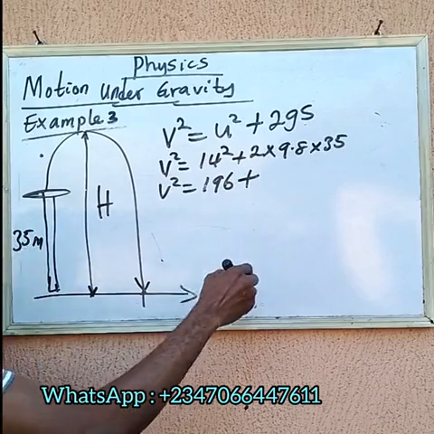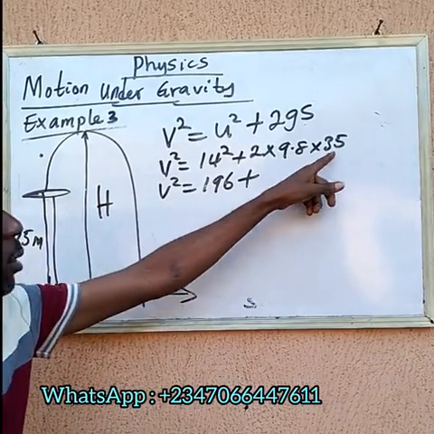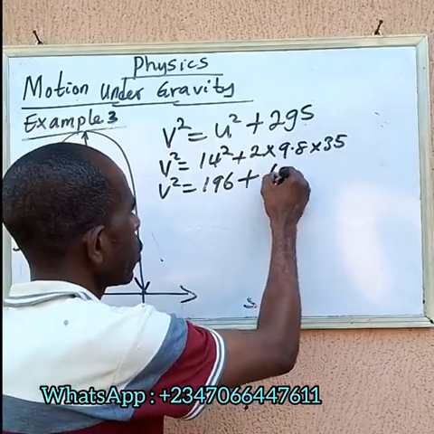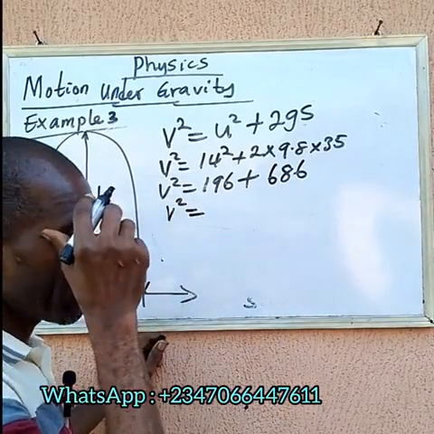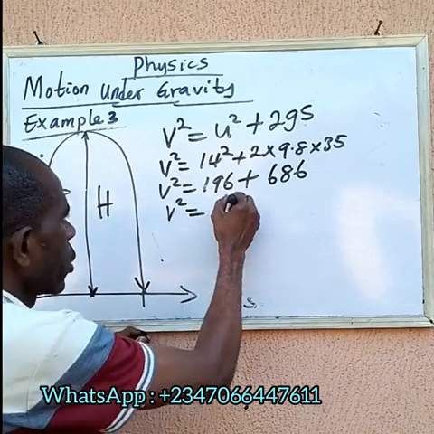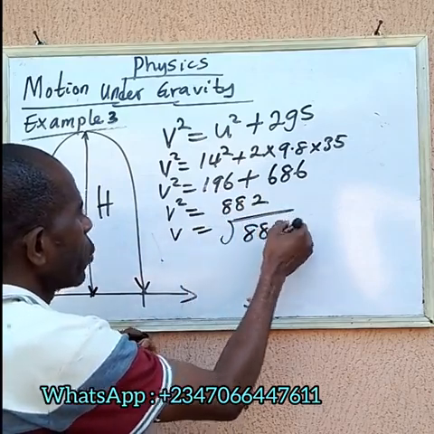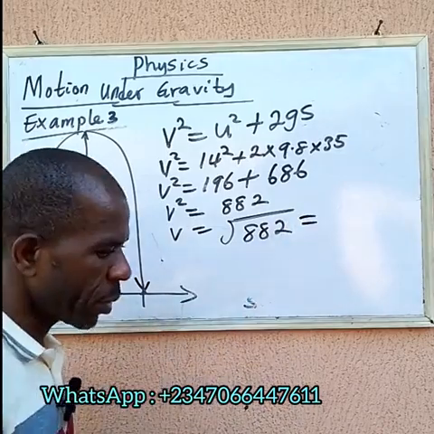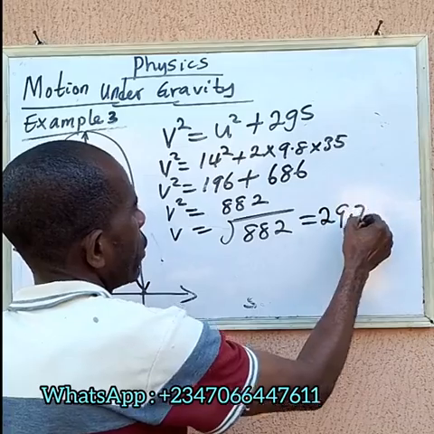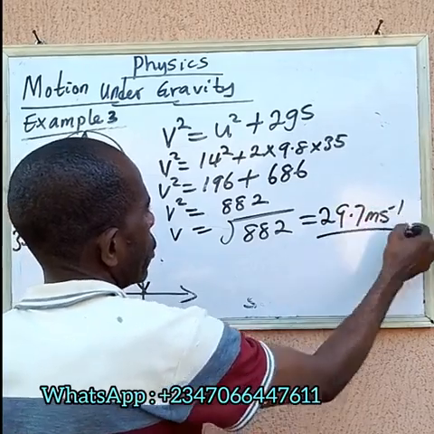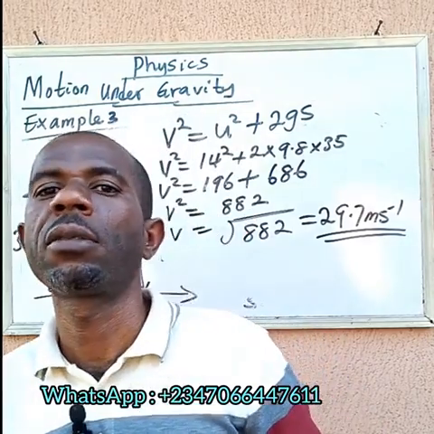Then v square is equal to 196 plus, this one is 19.6 times 35 to give us 686. So your v square, let's add these two together to give us 882. So v is equal to the square root of 882. And the square root of 882, let's press our calculator and get that, is 29.7 meters per second. That is the answer to this question. So that is the rebound velocity.